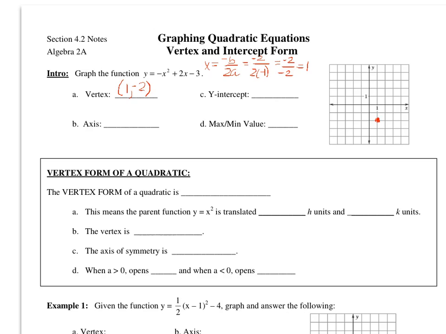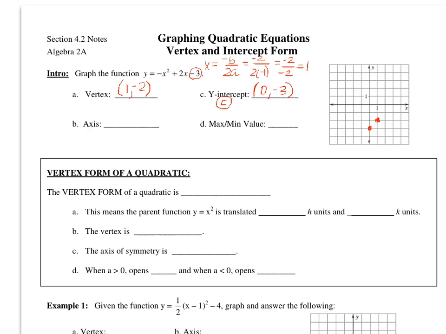We learned in the last video also that the y-intercept comes from the value of c. So if I look at the value of c, it's negative 3, which means my y-intercept occurs at the point (0, negative 3), which is on the y-axis. So I go down to negative 3 and I plot my point.